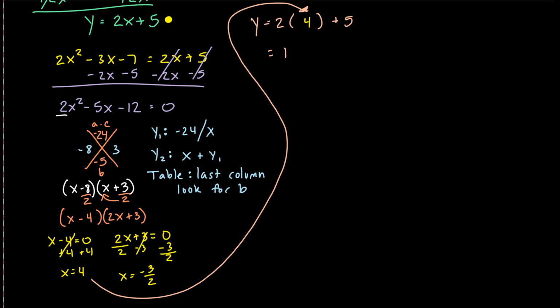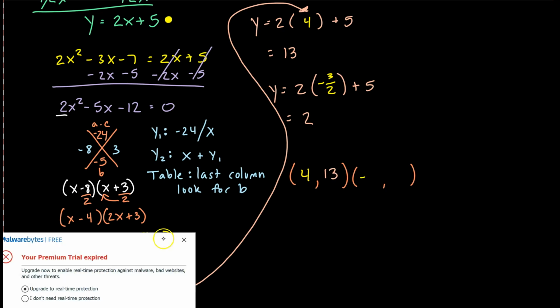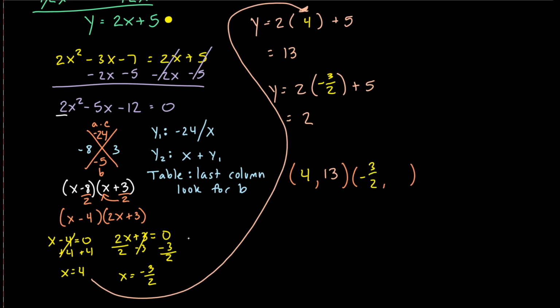Plus 5? Good. And then I plug in the second x value, which was -3/2. And what does this become? -3 plus 5, 2. So I finished this up by writing these both in coordinate points. What is my first coordinate point? 4, 13. And what's my second coordinate point? Good.